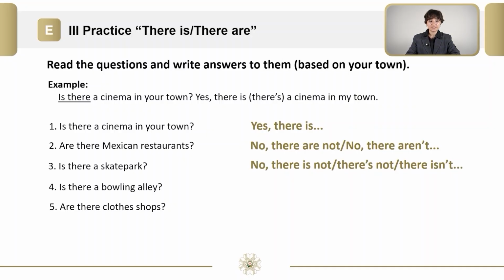The fourth question: Is there a bowling alley? The answer can be: yes, there is. The fifth question is: Are there clothes shops? The answer can be: yes, they are. Well done, we've finished.